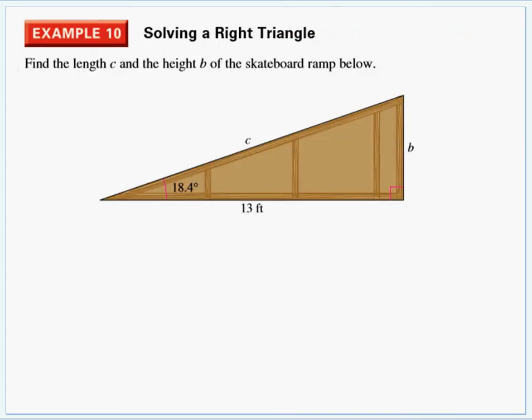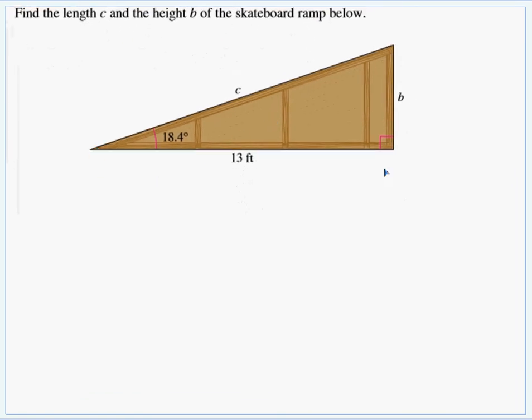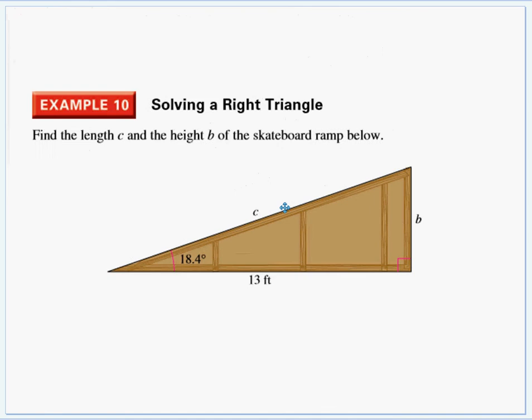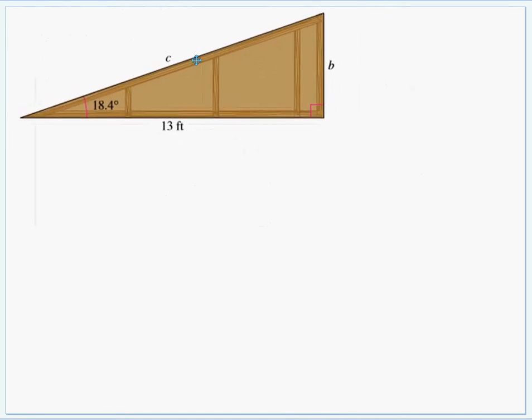All right. This one, find length C and the height B of a skateboard ramp. So we built a ramp. The base of the ramp is 13 feet. The angle of elevation to the top is 18.4 degrees. And they just want us to find a couple of missing sides.